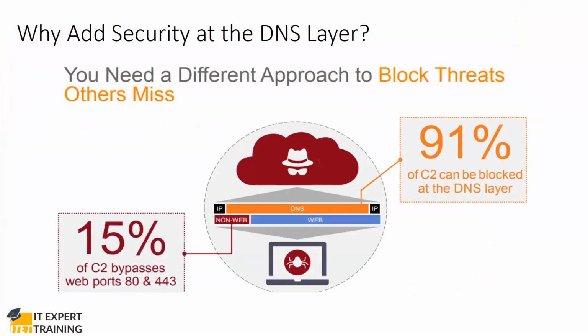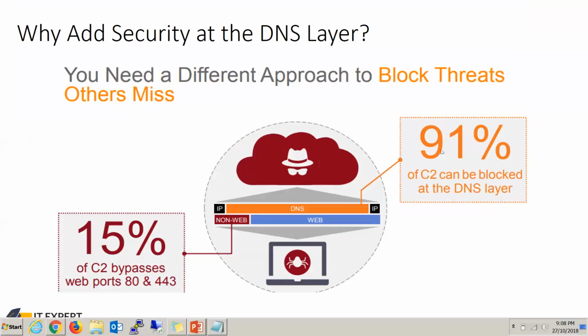According to research done by Lanscope, 50% of command and control callbacks did not use web ports. That means the normal web ports 80 and 443, which means most web security products won't have any visibility or ability to block the command and control connections that are trying to communicate with the attacker for more intrusion. That's how it happens. You can see 91% of C2 can be blocked at the DNS layer if you give more security on the DNS layer.